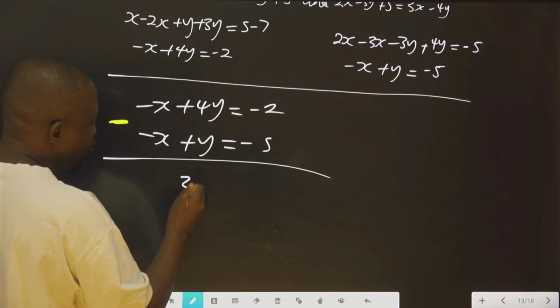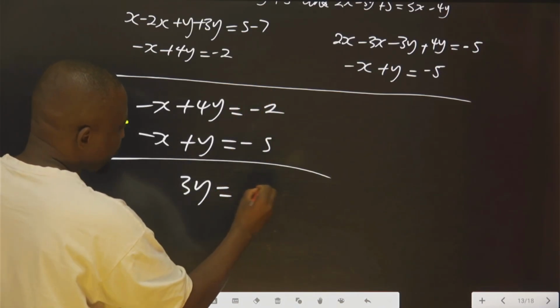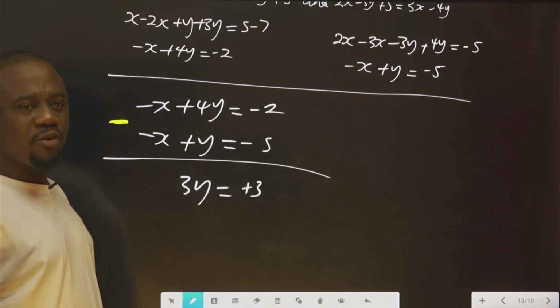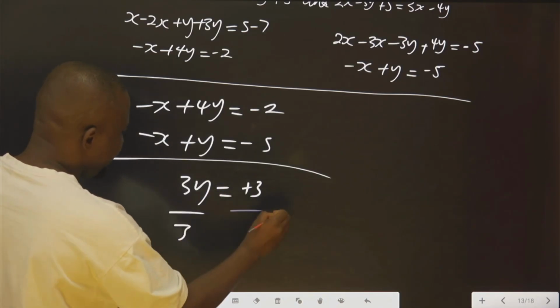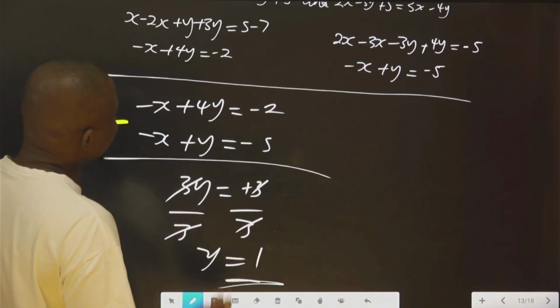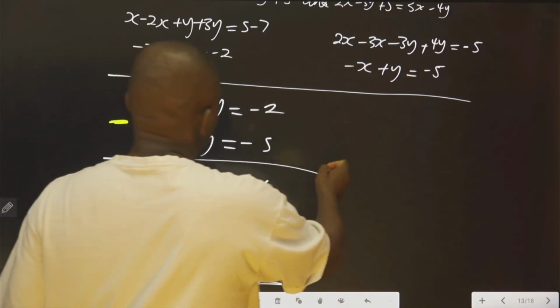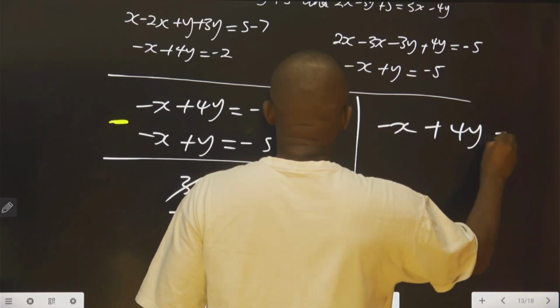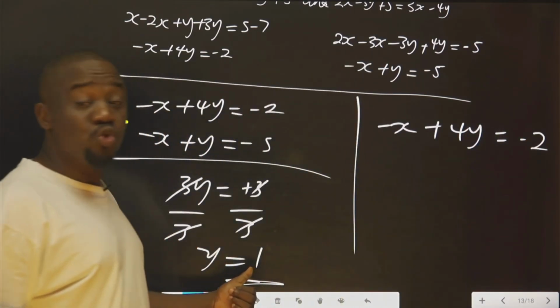This will give us 3y equals to this will give us plus 3. Because minus 2 minus minus 5 will give us this. Divide both sides by 3. You agree with me? Y therefore will give us 1. We take one of them. Take the first one, say minus x plus 4y equals to minus 2. We substitute this one there.